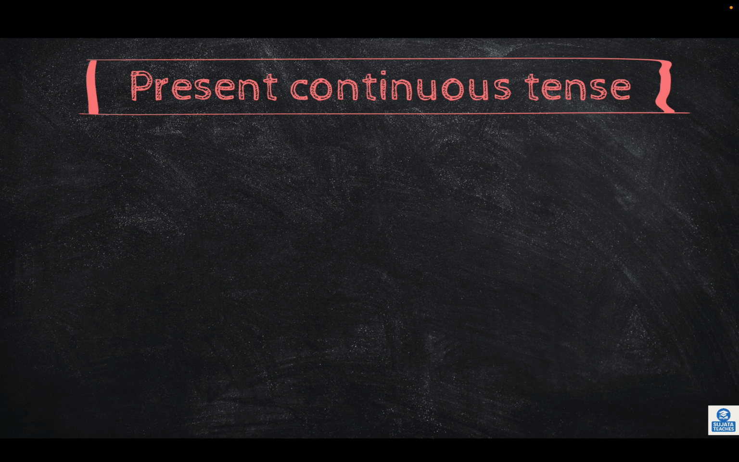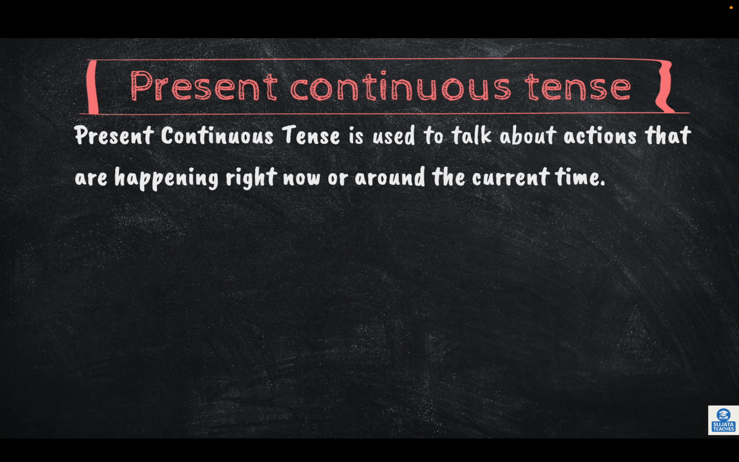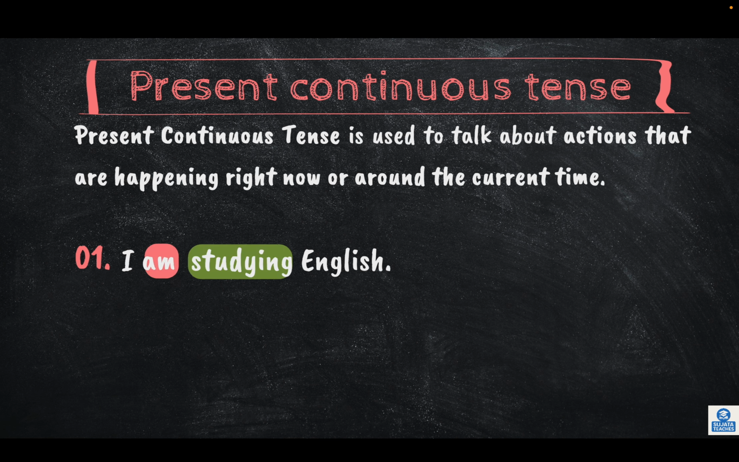Next is present continuous tense. Present continuous tense is used to talk about actions that are happening right now, around the current time. First is I am studying English. So your am and studying both are verb. Am being the helping verb, studying being the main verb. So this tells that it is currently happening in continuous motion.